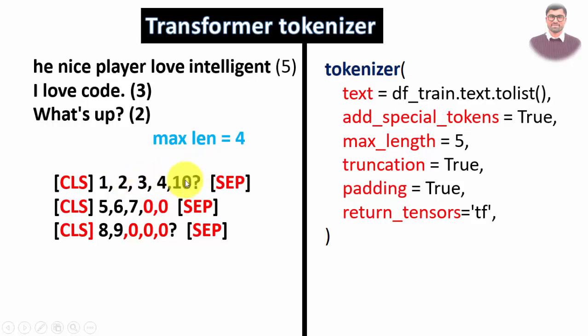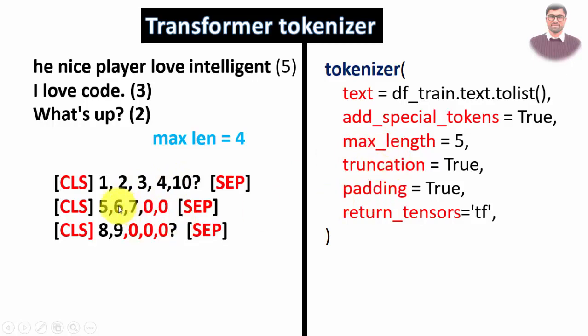Now here the maximum length is 5, so it will give 5 integers to the first sentence. Similarly, it will give 5 integers to the second sentence, but this sentence has only 3 words, so it will give IDs to the first 3 words. But if you see that there are no further words, it will add 20. Why 20? Because the tokenizer says I have given a length of 5, so I have to make all the sentences equal. This is known as padding.